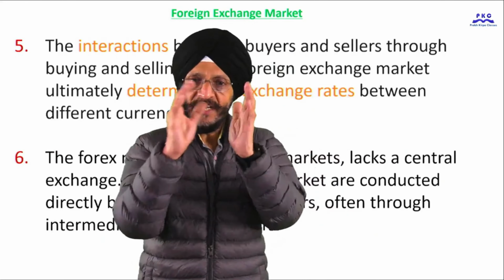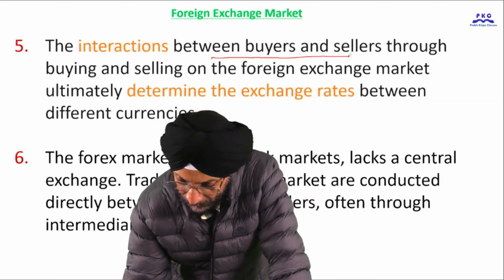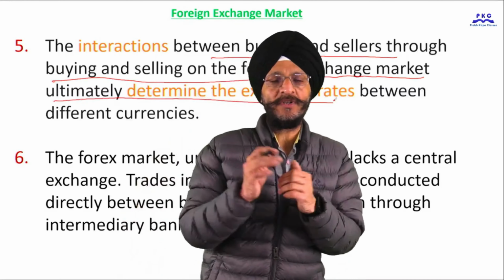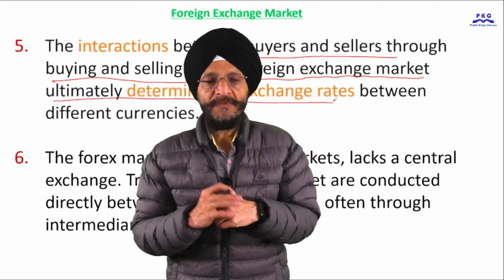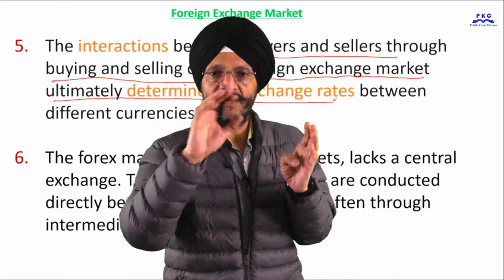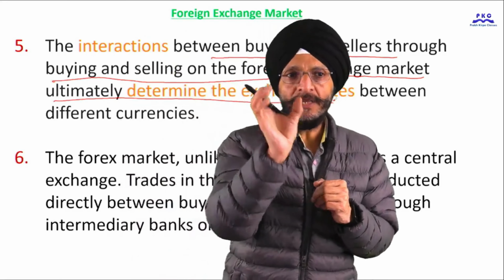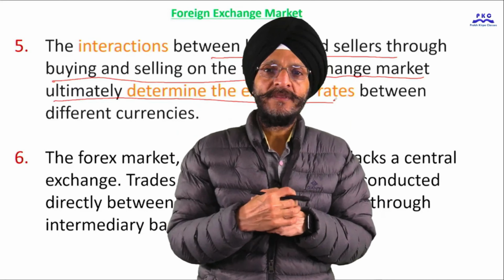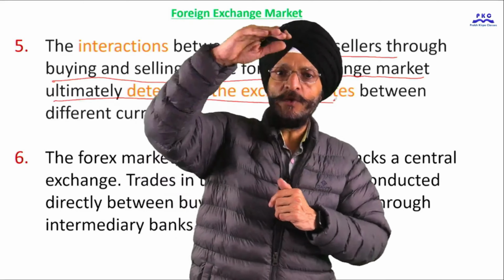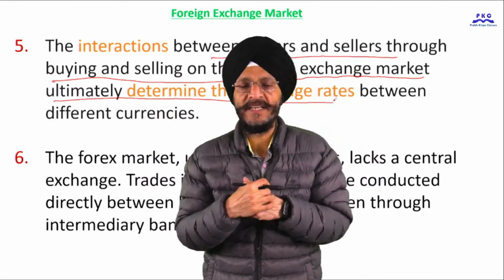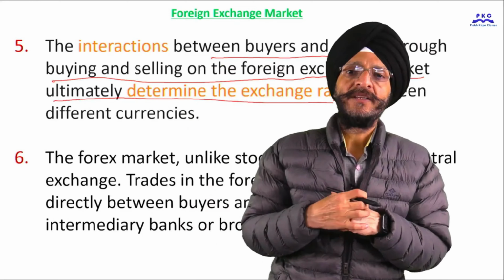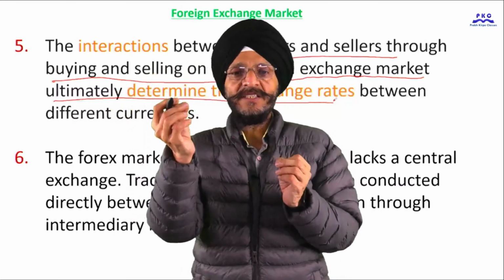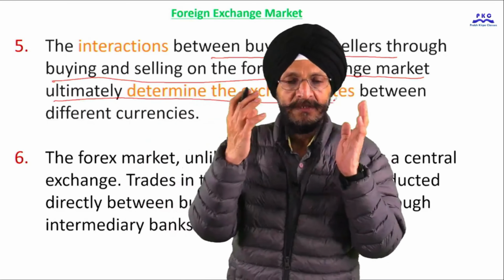Next is how the foreign exchange rate is determined. The interactions between buyers and sellers through buying and selling in the foreign exchange market ultimately determine the foreign exchange rates between different currencies. Though determination of the exchange rate depends on other things also, it ultimately depends on the interaction between buyers and sellers. If the buyers are more, naturally the demand will be more and the exchange rate will go up. If the demand for a particular currency is less, then naturally the exchange rate, or the value of the currency being sought, may fall, though temporarily.